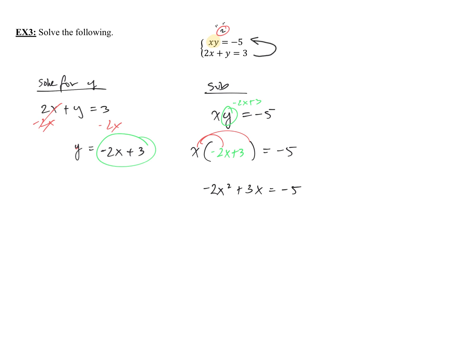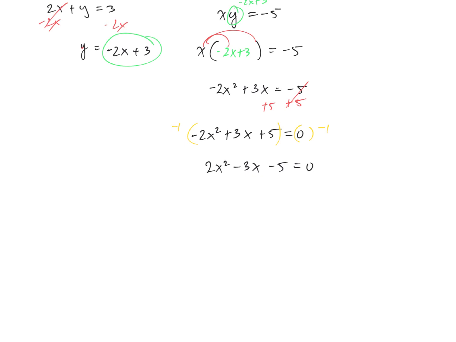Ooh, this is quadratic. To solve this, we're going to go ahead and add 5 to both sides. Set this equal to 0 to solve. I don't like solving when the x squared is negative, so let's go ahead and multiply everything by negative 1. You could also divide by negative 1 if you wanted to. Alright, can we factor this? Yes, we can factor it. So we can factor it into x plus 1, 2x minus 5 equals 0.